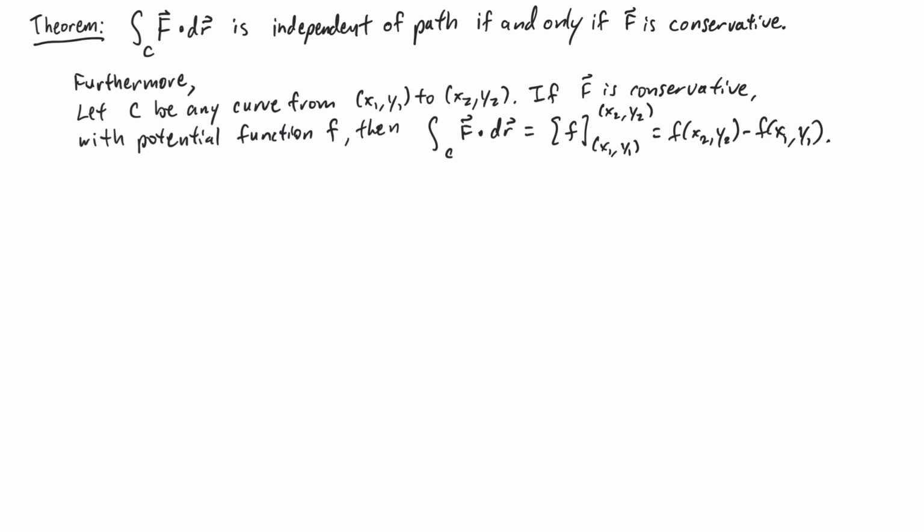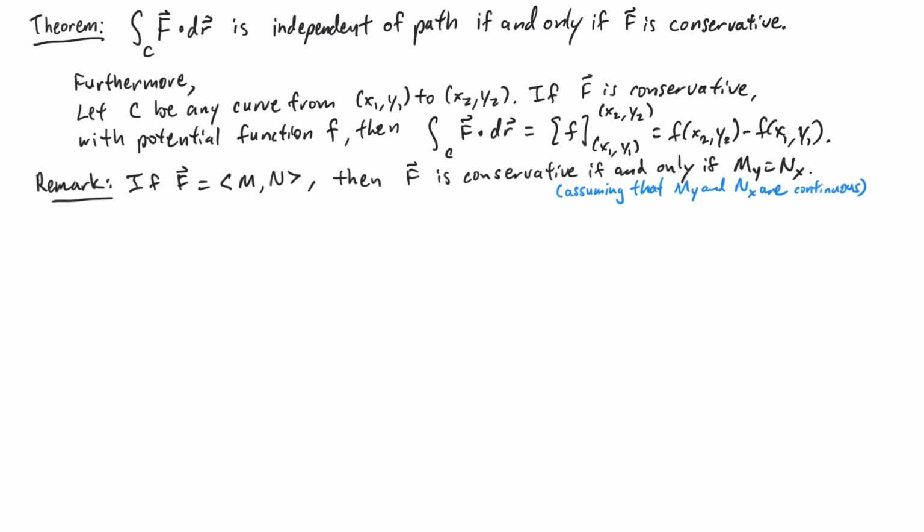Previously, given a vector field F, we had a process for finding the potential function for F. If we were able to find the potential function using this process, then we would say that F is conservative. Otherwise, F was not conservative. But there's an easier way to check. If F is the vector field with x component M and y component N, then F is a conservative vector field if and only if the partial derivative of M with respect to y is equal to the partial derivative of N with respect to x. This rule applies when M_y and N_x are continuous functions, but that's going to be true in most situations. So now let's look at some examples.